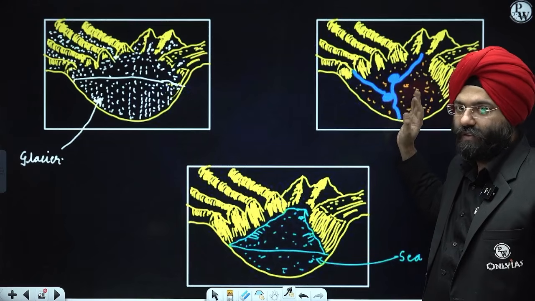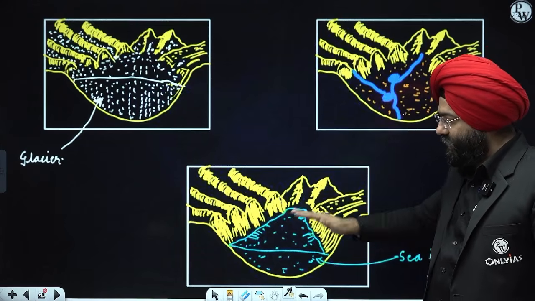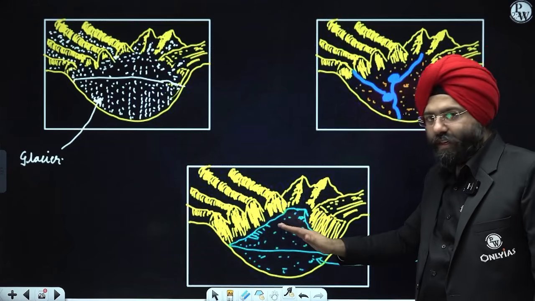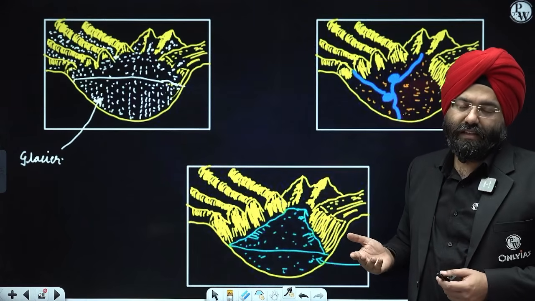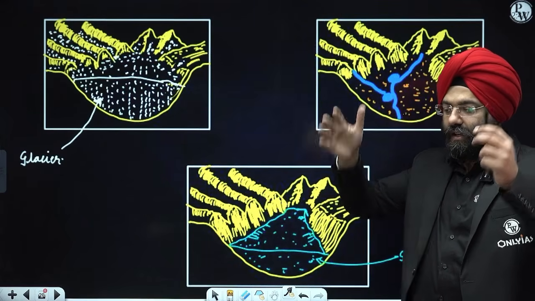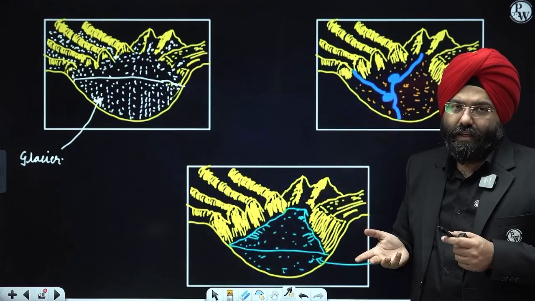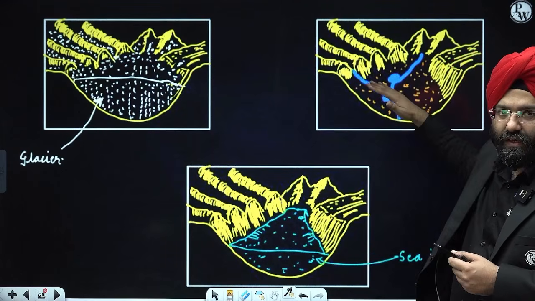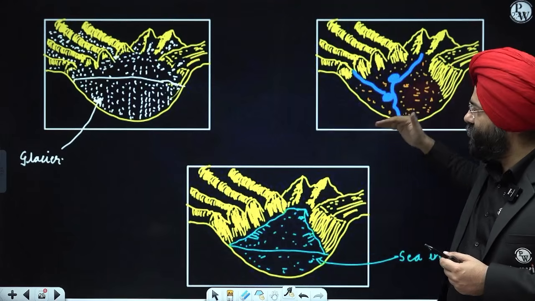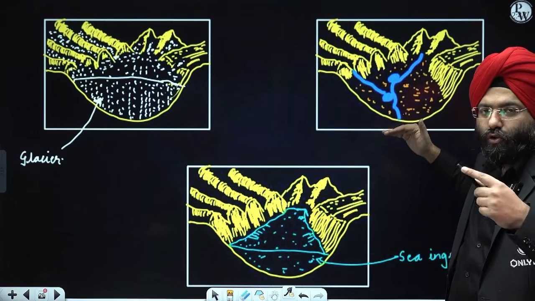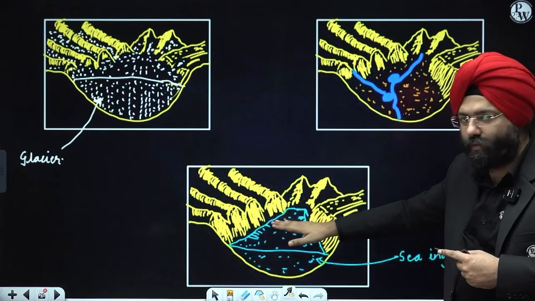Now the glaciers have receded and it leads to entry of sea. It might happen due to various reasons. Let us assume that there is a little bit of rise in the sea level. It might not happen automatically. Supposing this is a structure that is present and there is a rise in the sea level, the nearby sea or ocean water might enter this and it will lead to this formation.